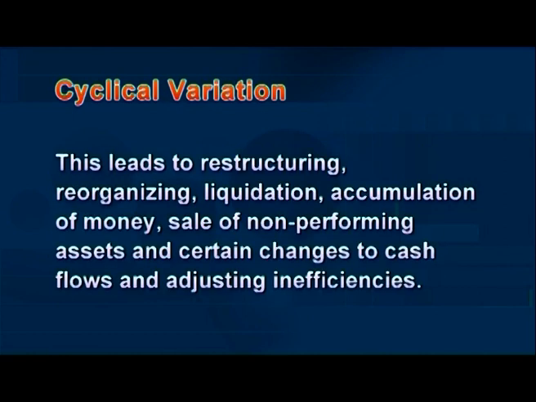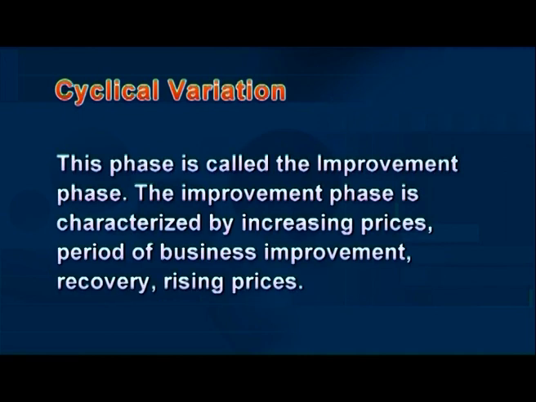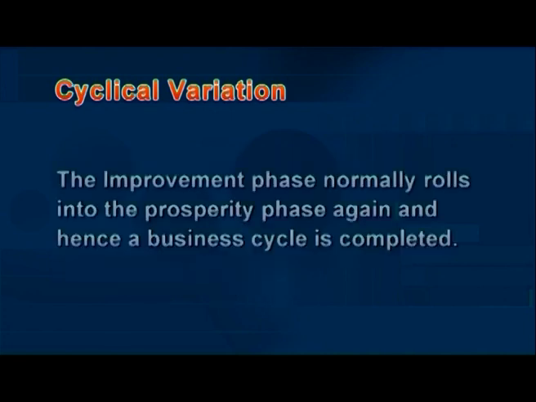This leads to restructuring, reorganizing, liquidation, accumulation of money, sale of non-performing assets, and certain changes to cash flows and adjusting inefficiencies. This phase is called the improvement phase. The improvement phase is characterized by increasing prices, period of business improvement, recovery, rising prices. The improvement phase normally rolls into the prosperity phase again, and hence a business cycle is completed.